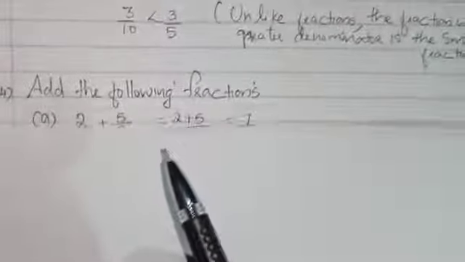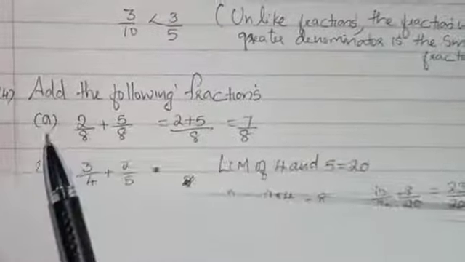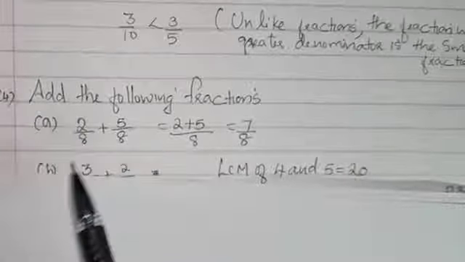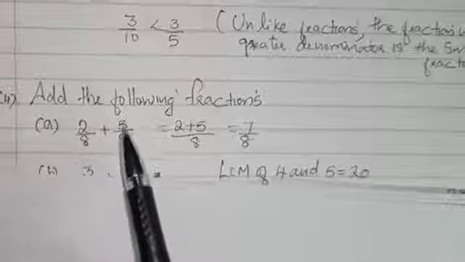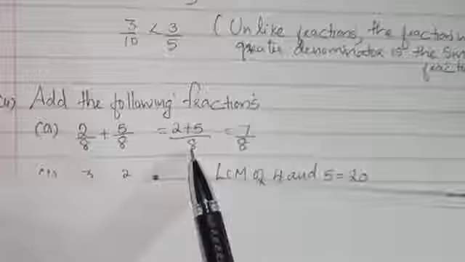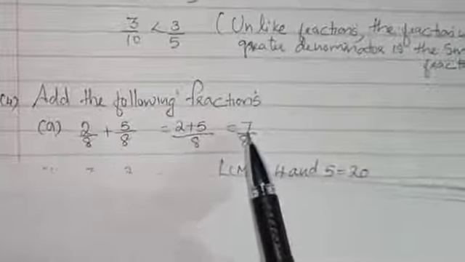Next, addition of fractions. Option A, how to add two like fractions. 2 by 8 plus 5 by 8. We add the numerators. 2 plus 5 divided by 8. 2 plus 5 is 7. So 7 by 8.